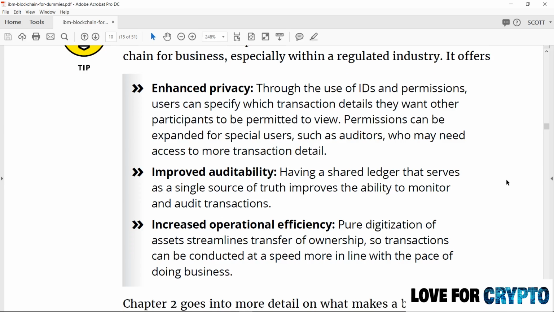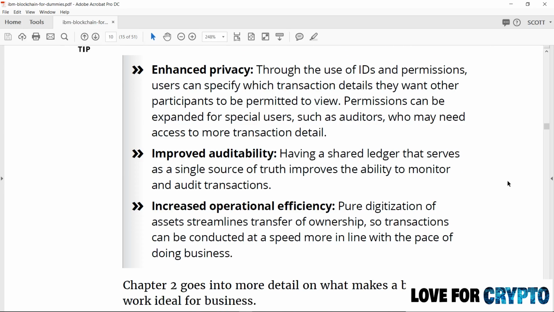Improved auditability. Having a shared ledger that serves as a single source of truth improves the ability to monitor and audit transactions. And finally, increased operational efficiency. Pure digitization of assets streamlines transfer of ownership, so transactions can be conducted at a speed more in line with the pace of the going business.